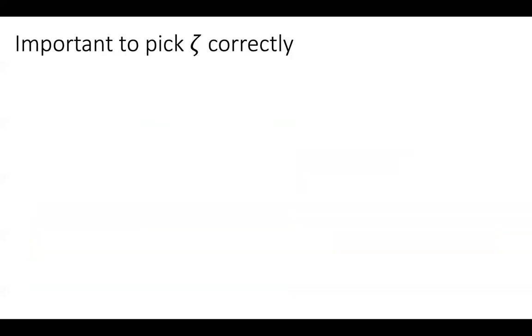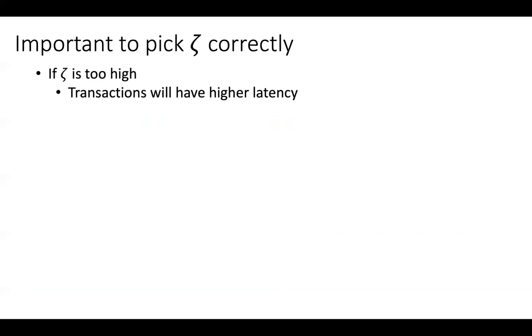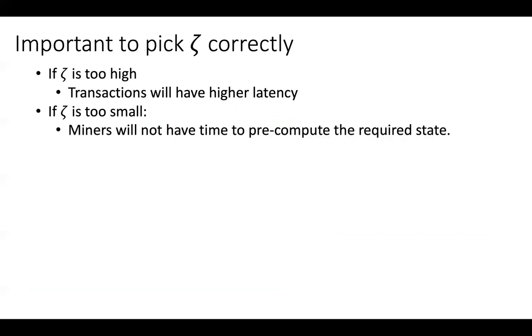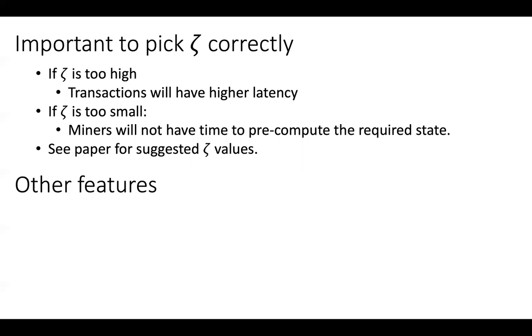But there are many challenges in making Tuxedo work. One of the important challenges is to pick zeta correctly. If we pick the parameter zeta to be too high, then transactions will have higher latency because they get executed only after zeta blocks. If we pick zeta to be too small, it's possible that miners will not have enough time to pre-compute the required state, and then it will introduce the waiting time. I strongly encourage interested people to look at our paper for suggested values of zeta.